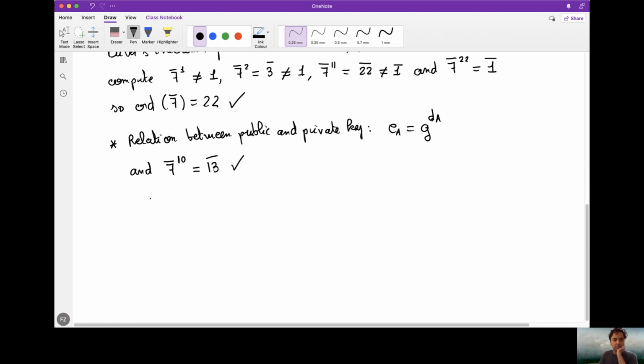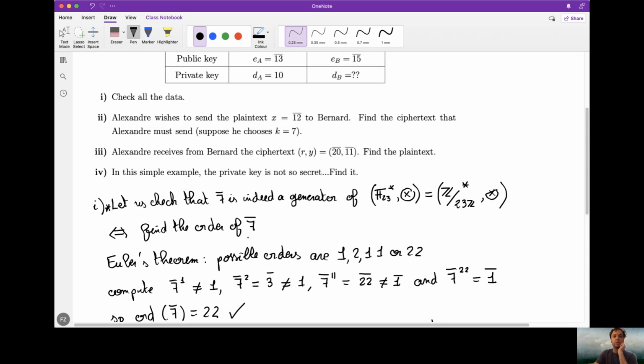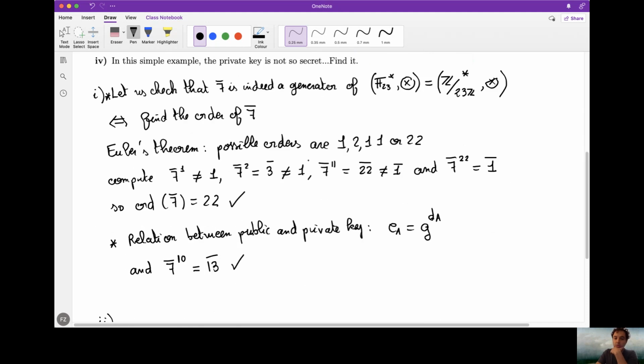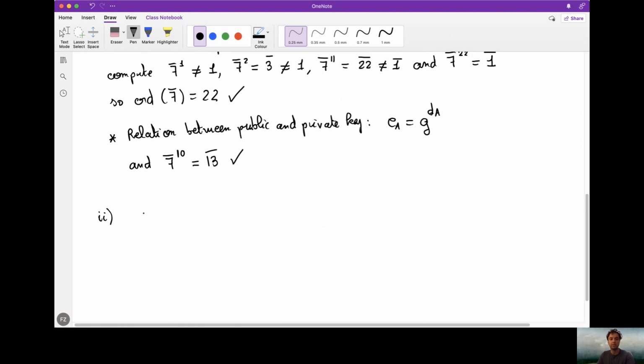Good. So now let us go to the second question of the exercise. In the second question, Alexandre wishes to send the plain text x equals 12 to Bernard, and we are asked to cipher the message. When we're doing El Gamal, you have to remember that there are two steps in ciphering a message. The first step is the generation of a disposable key.